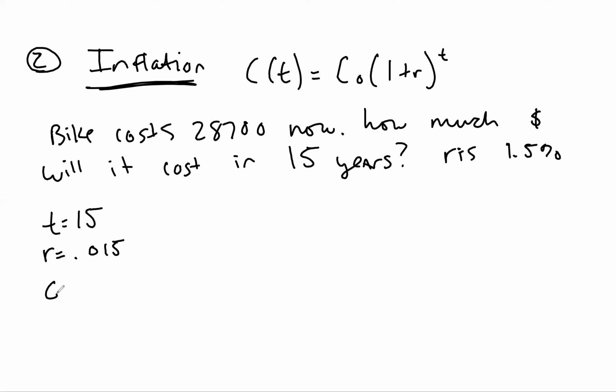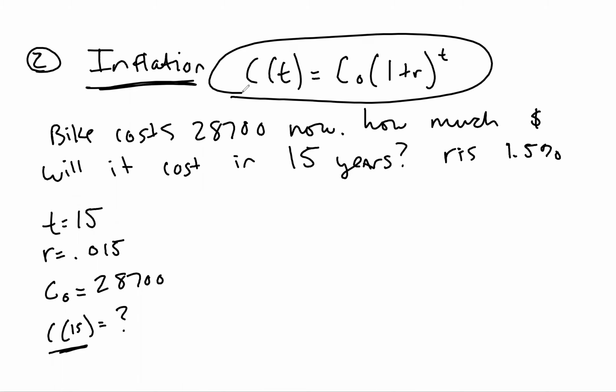How much does it cost now? The present cost, 28700. And what I'm trying to find is how much it will cost. And so I'm trying to find C of t. So in this case, instead of putting a t there, I'm going to put C of 15 since I actually have a time. So C of 15. And so I'm going to take the function that they give me and write in everything that I know. And so this will be C of 15 equals 28700, parenthesis 1 plus the rate, which is 0.015, raised to the t, which is 15.